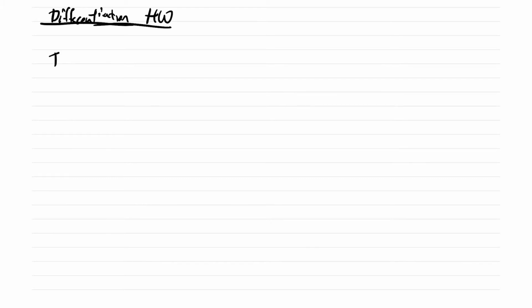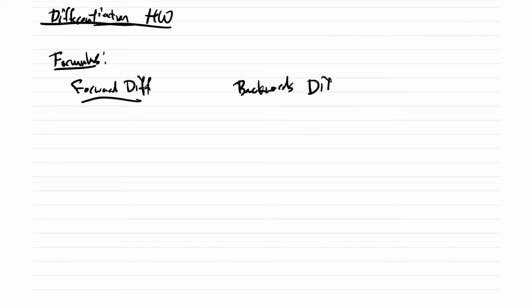So we have 2 different formulas here. So we have formulas, we have forward difference, and we have backwards difference. And then we have symmetric. All right, so the symmetric comes up in part 3.